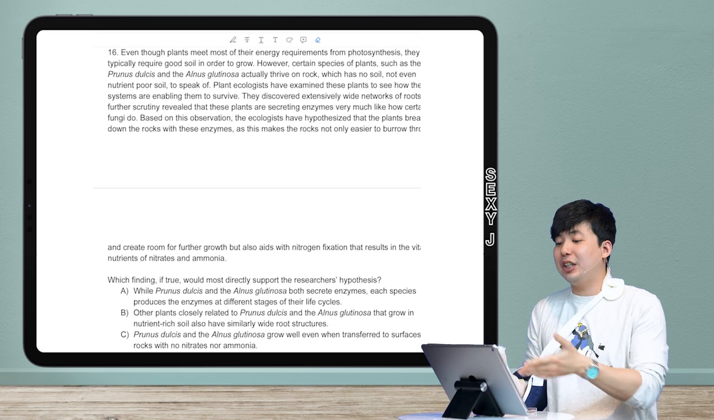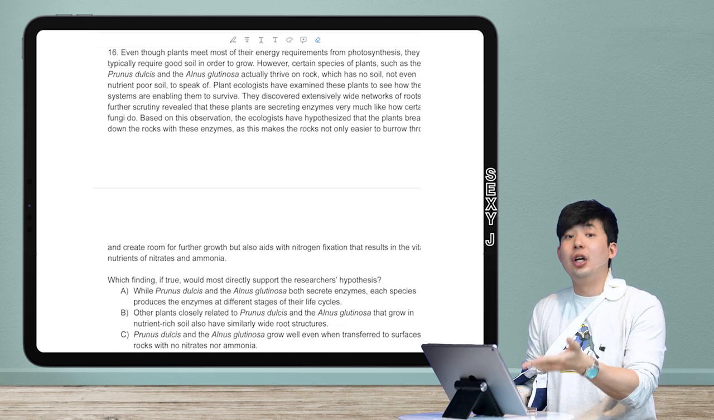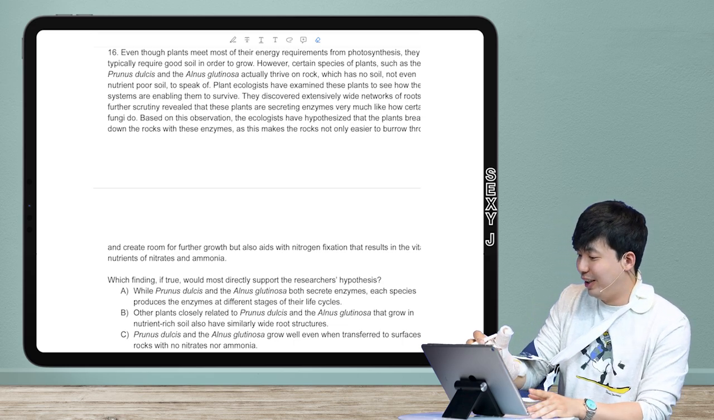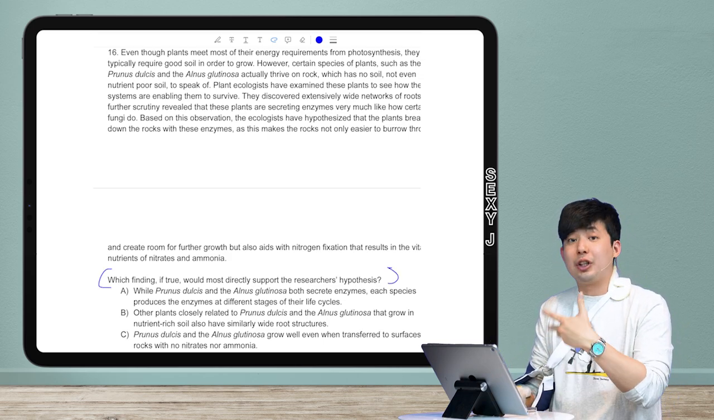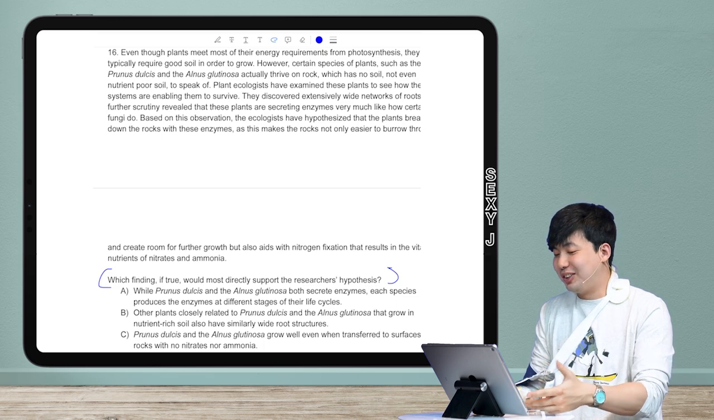Let's get right to it, guys. Look at this question. What kind of question is it? Where do you go? To the question. Duh, right? It's getting pretty repetitive, hopefully, which means you guys probably remember to do these things when you do the test.